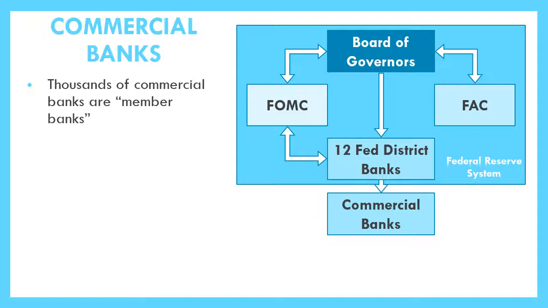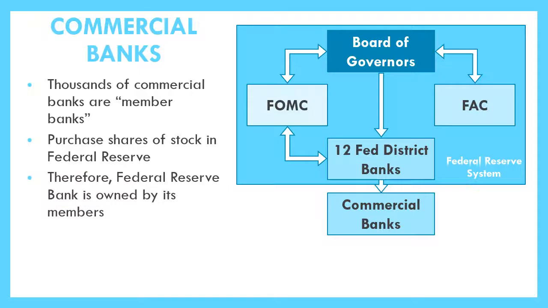There's thousands of commercial banks, and a number of them are member banks. What that means is they are part of the Federal Reserve System. Whenever they become a part of the Federal Reserve System, they actually have to purchase shares of stock in the Federal Reserve. So they actually own the Federal Reserve in a sense. We see that the Federal Reserve Bank is owned by its members.